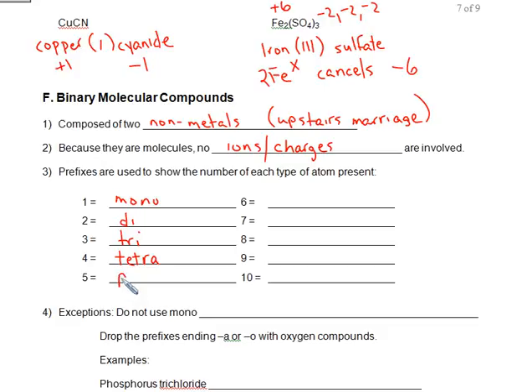5 sides would be a pentagon, so it's penta. 6 is a hexagon, so it would be hexa. 7 is hepta. 8 is octa, like a stop sign, so octa. 9 is nona. And 10 is deca, and that's as far up as I'll make you memorize. Okay, so mono, di, tri, tetra, penta, hexa, hepta, octa, nona, deca. We're going to scroll down the page now.